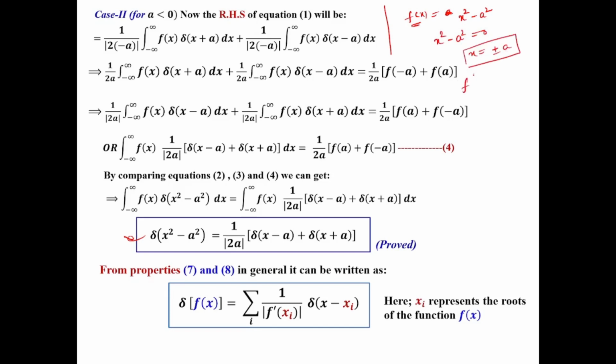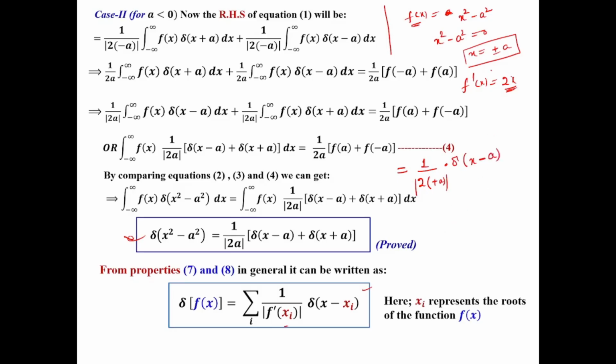Now consider f dash x. f dash x is how much? 2x. Okay, now we are going to write this one. Here you can see, delta of f(x) will be equal to, first I have to write 1 by mod f dash a. So f dash is 2x. For the first root I am going to consider plus a and the corresponding mod, delta(x minus a), x minus the root a.